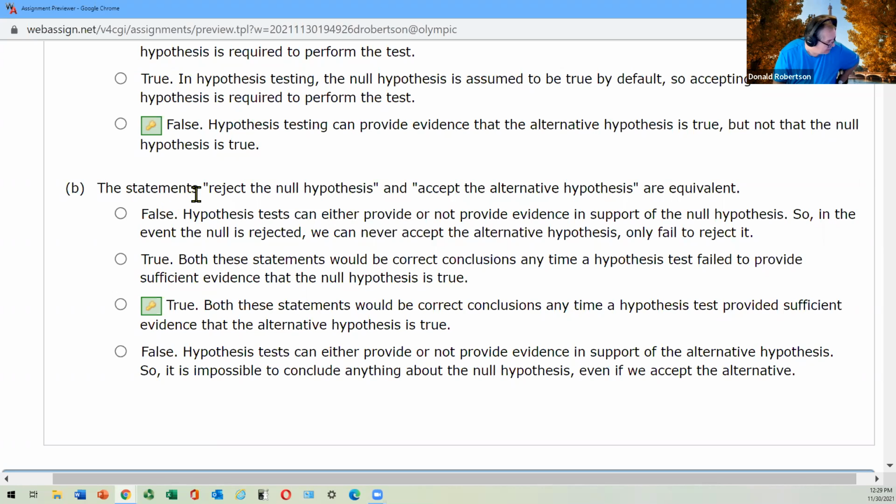Now, B, the statement reject the null hypothesis and the other statement accept the alternate are equivalent. Yes. If I say that the null hypothesis has been rejected, in that same sentence, I'm also assuming that the alternate has to be true.